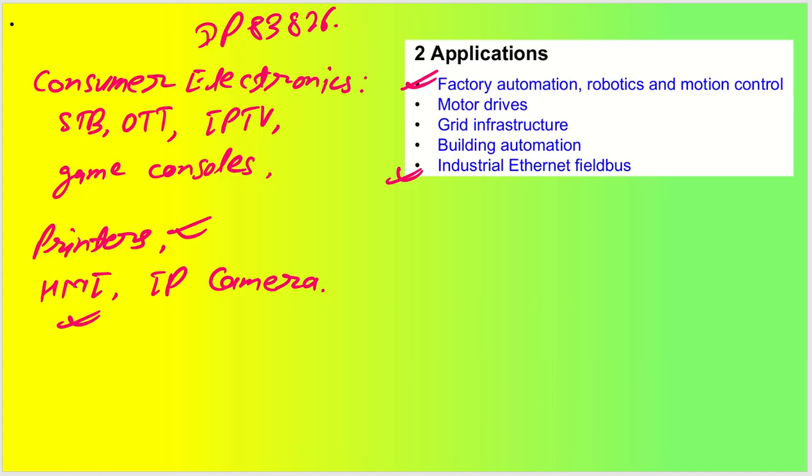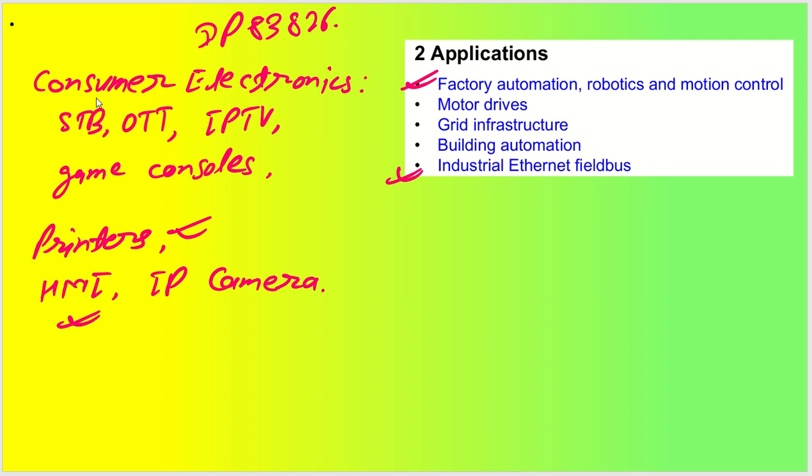Some of the applications that you want to see for this particular Ethernet PHY transceiver are factory automation, robotics, motion controls, and then we have motor drivers, grid infrastructure, and building automation, where you will require a lot of LAN connections. We also have industrial Ethernet field buses.